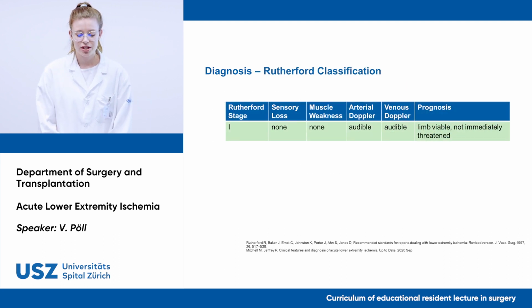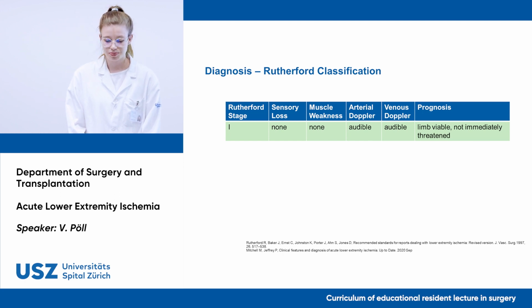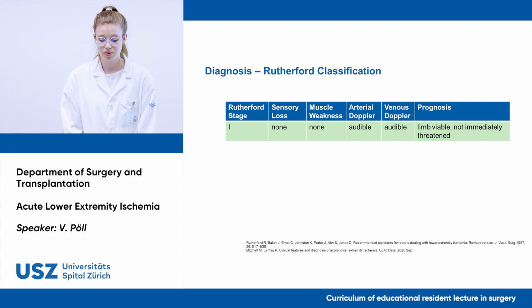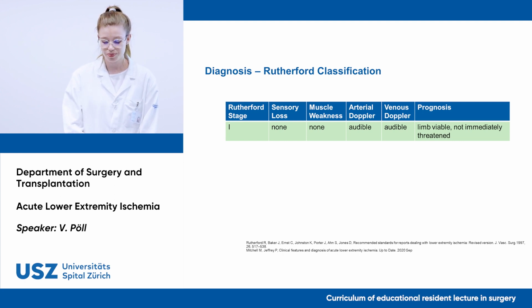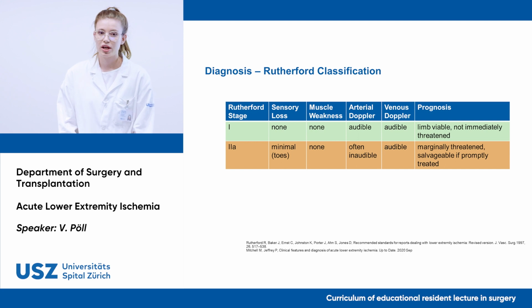Rutherford classification is important for diagnosing acute lower extremity ischemia. So there are 4 stages. In stage 1, we do not have any sensory loss, we do not have any muscle weakness, and arterial Doppler as well as the venous Doppler signs, they are both audible. So this means the limb is not immediately threatened. And thus we have more time than in the following stages.